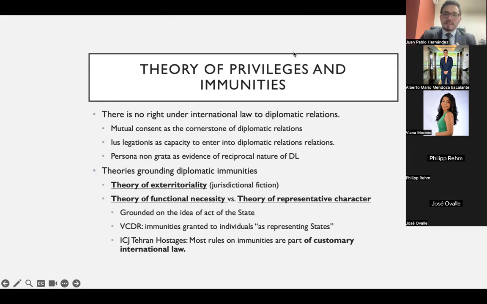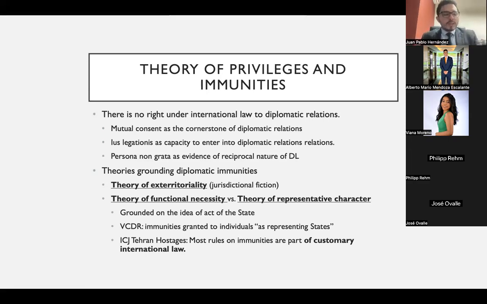Another important aspect that evidences this consent-based system is the concept of persona non grata. We will be analyzing persona non grata later, but it is an evidence of the reciprocal nature of diplomatic law in the sense that no state is obligated to accept any particular diplomatic agent. A state is free under international law to recognize or not a certain diplomatic agent. And if a diplomatic agent is not considered to be suitable for any reason, a state has a right, recognized under Article, I believe, 9 of the Vienna Convention, to declare that person as non gratus, and therefore to be expelled from the territory of the state and not recognized as a representative of the other state. This will be analyzed subsequently.